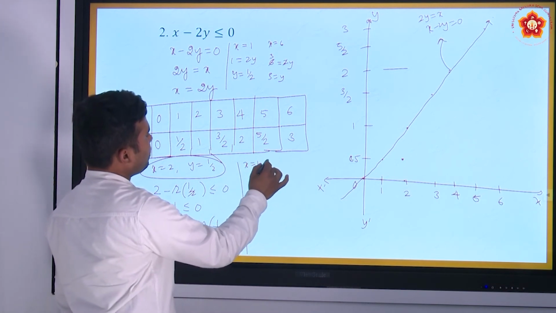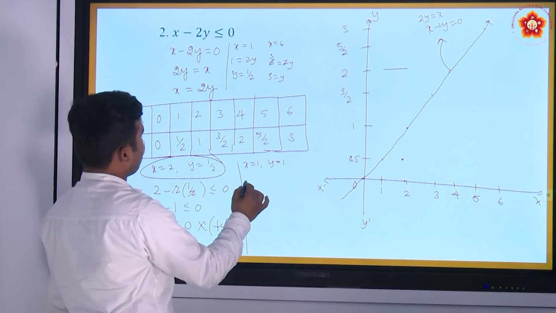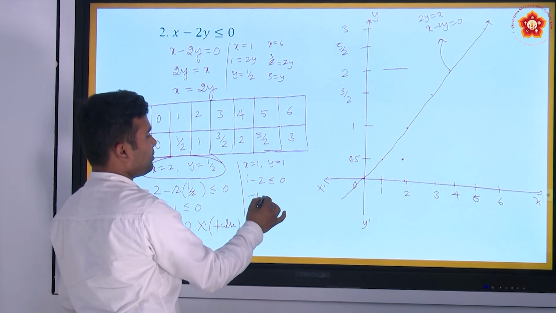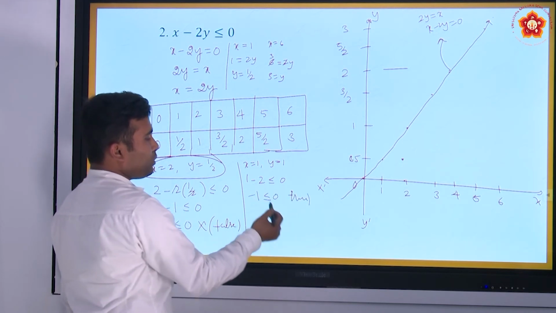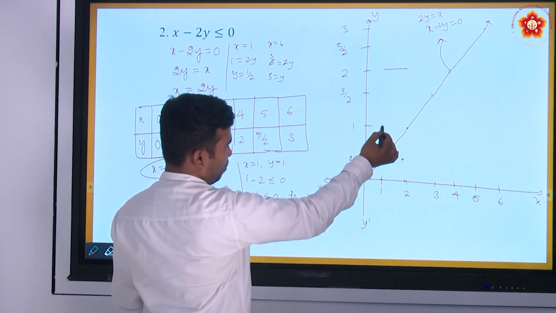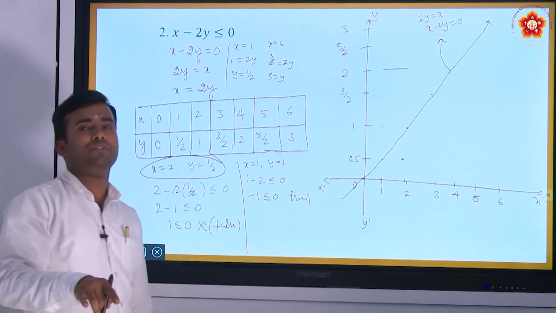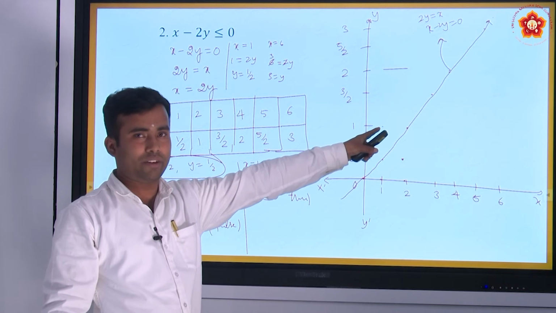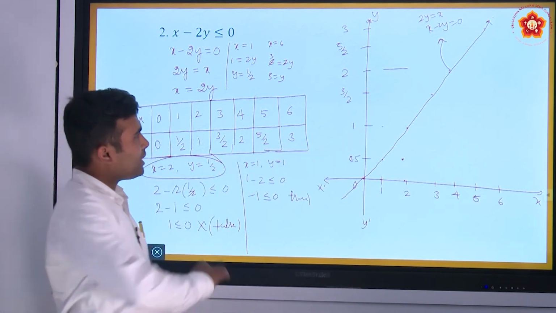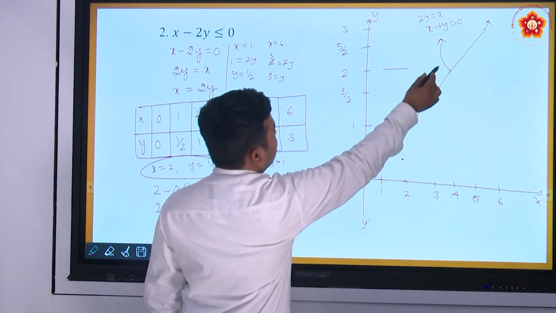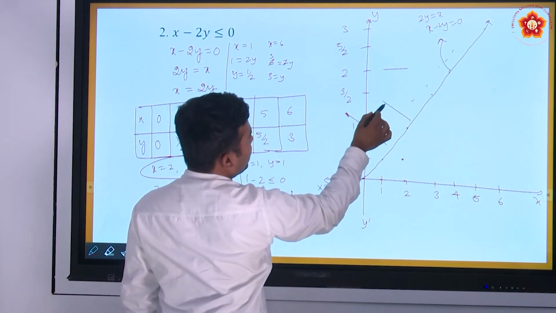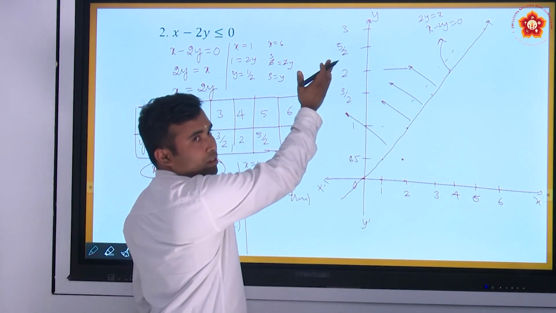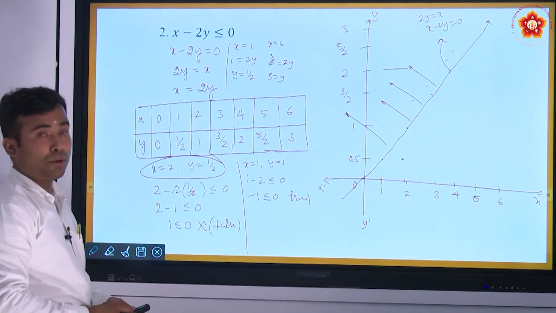So when x equal to 1 and y is equal to 1, in the above inequation we can say 1 minus 2 is less than or equal to 0. What is this? Minus 1, which is less than or equal to 0, which is true, right? So this point, when x equal to 1 and y is equal to 1, satisfies the given inequation or inequality. Therefore you can take any point within this region, and the given inequation will be satisfied. Therefore the solution region is this. I hope you understand this.